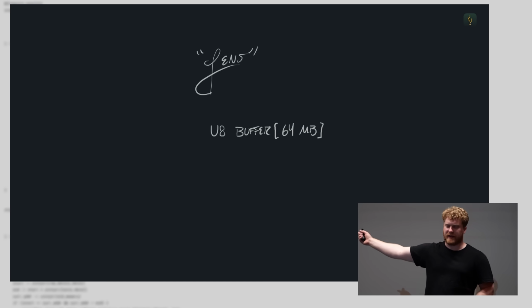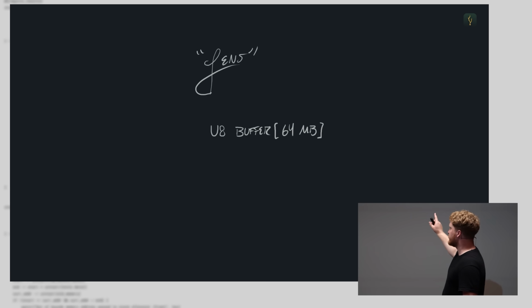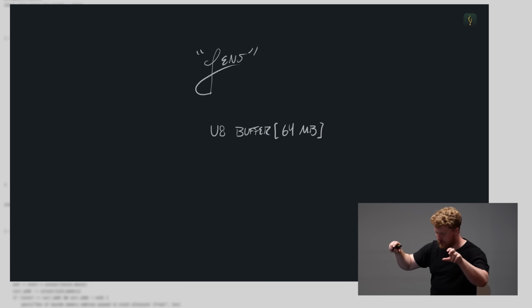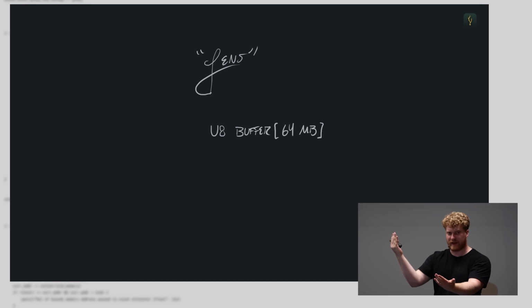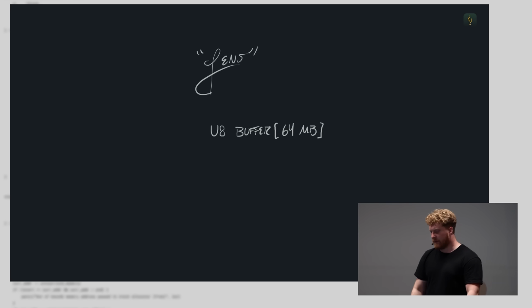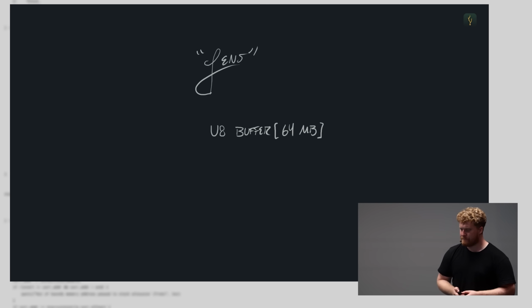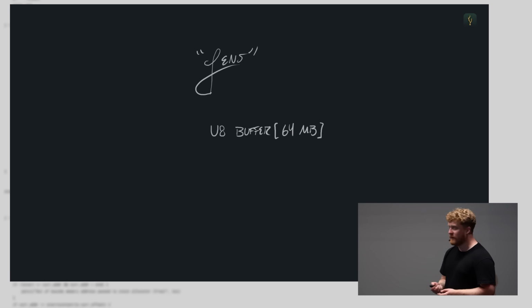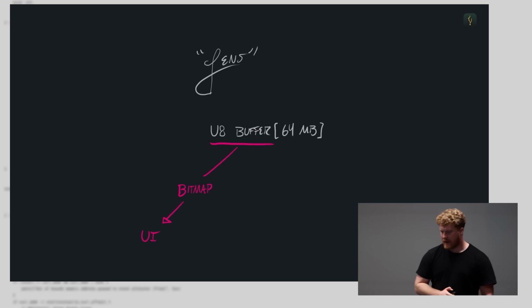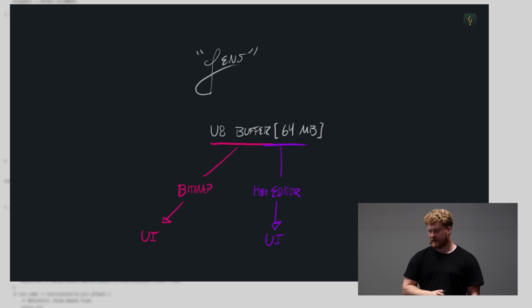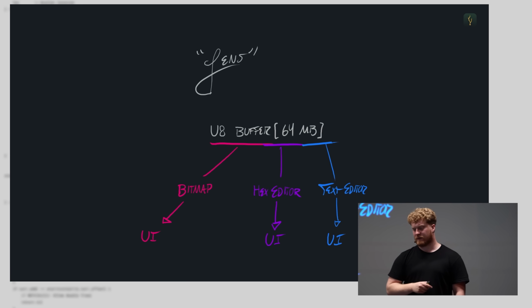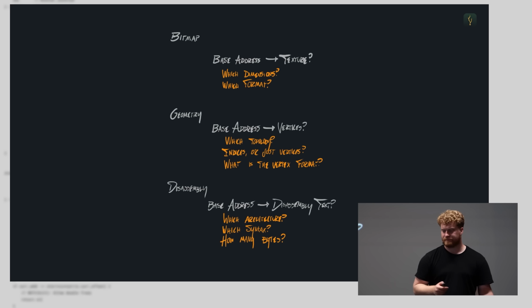So the way I think about this is that all of these different visualizers are just different lenses into our data. You can take an evaluation and view it like a physical lens. It's changing how you're looking at it. So a 64 megabyte buffer can be viewed in many ways. It can be viewed through a bitmap lens, a hex editor lens, or a text editor lens, or many other possible things.